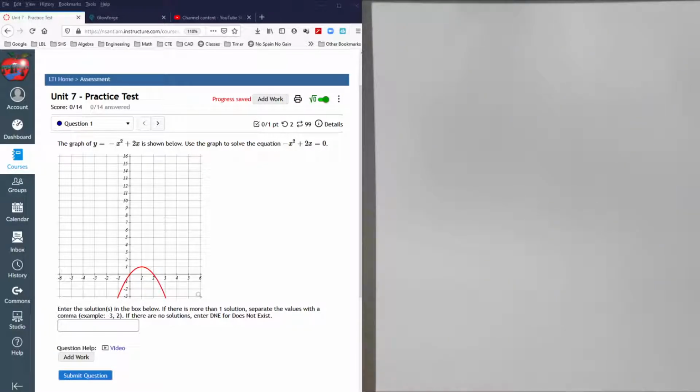Hey everyone, this is Algebra 1, Unit 7. This is the practice test, and I'm just going to go through and work the problems on the practice test to give you an idea how to do these, okay?